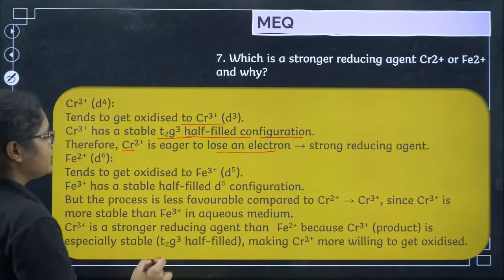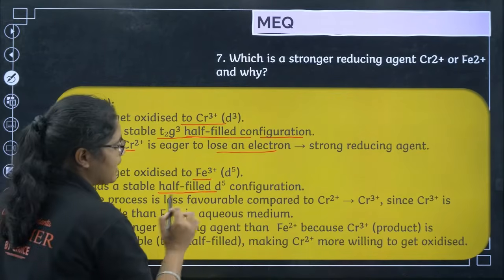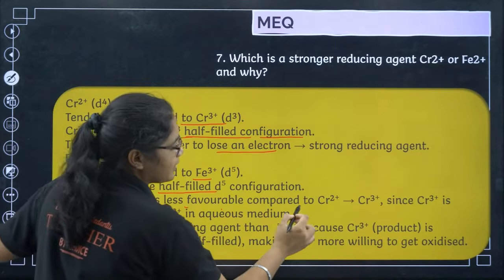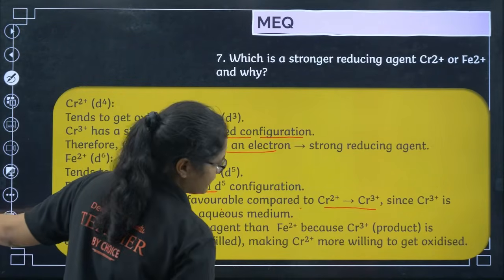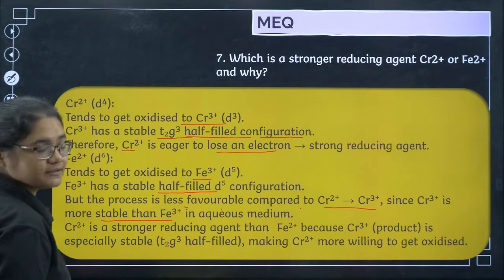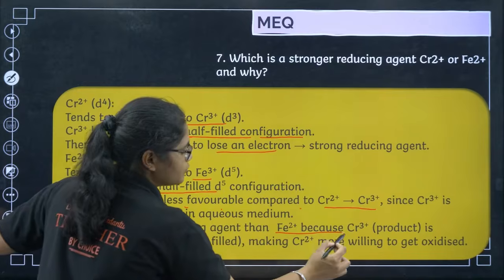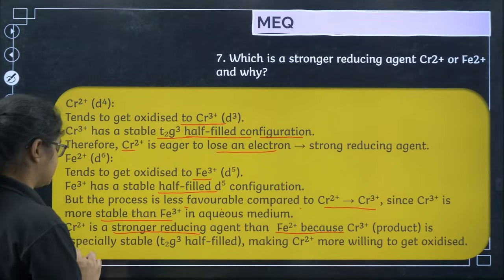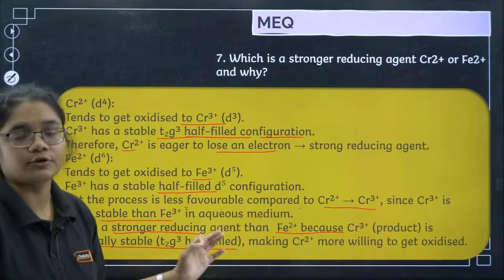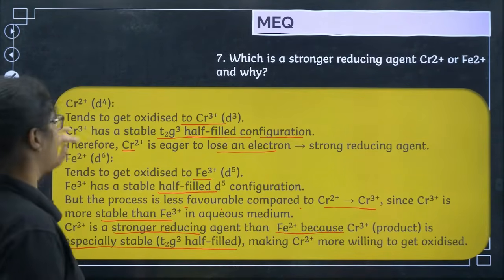Talking about Fe2+, it gets oxidized to Fe3+. Now Fe3+ has a stable half-filled configuration, but the process here is less favorable compared to Cr2+ to Cr3+ because Cr3+ is more stable than Fe3+. Okay, so Cr2+ is a stronger reducing agent than Fe2+ because Cr3+ is especially stable in the half-filled t2g3 configuration. Okay, you have to explain it properly and then write it down.